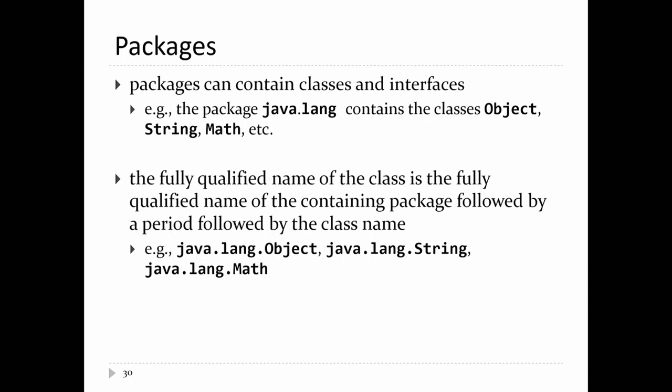Inside a package, you're allowed to put classes and interfaces. Inside java.lang, you'll find the class String, and Math, and BigInteger. All of the classes that are considered fundamental to the Java language are inside the package java.lang. Just like packages, classes can have fully qualified names. The fully qualified name of the class String is java.lang.String. It's just the name of the class with all of its packages attached to it in the front.